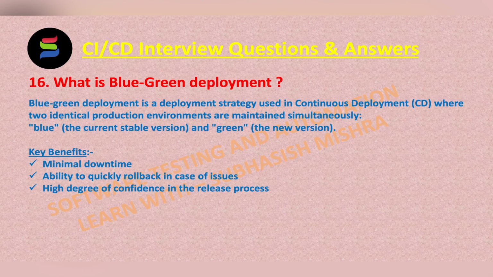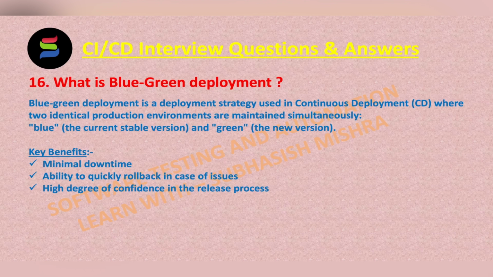Then how does it work? Initially, the production traffic is directed to the blue environment, which represents the currently deployed and stable version of the application. When a new code version is ready for release, it is deployed to the green environment, which is identical to the blue environment. After deploying to the green environment, automated tests and validations are conducted to ensure that the new version is working fine and all the QA tests are passed.